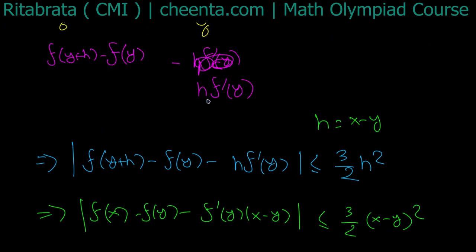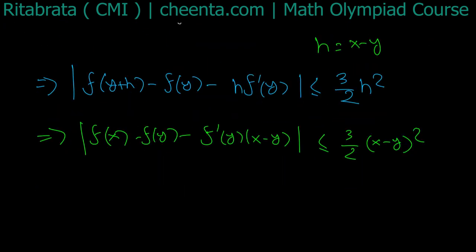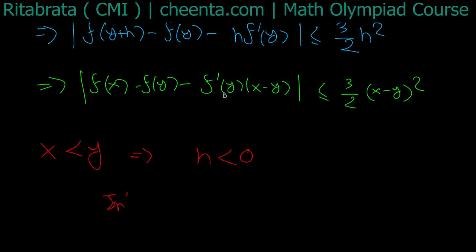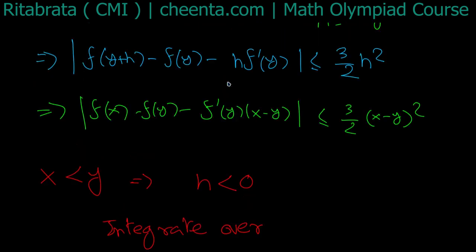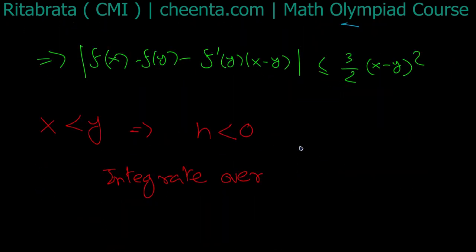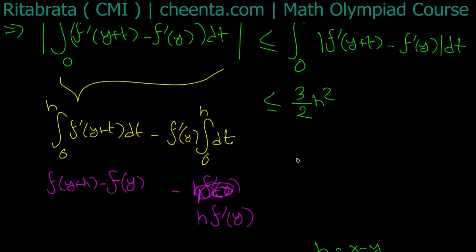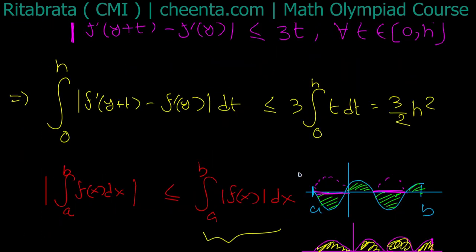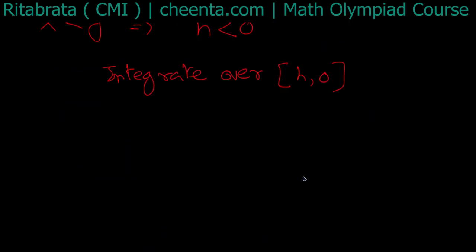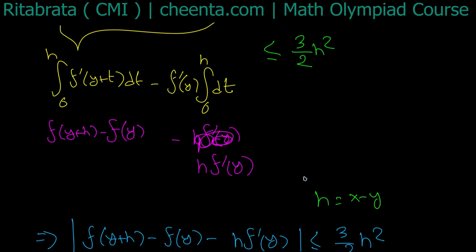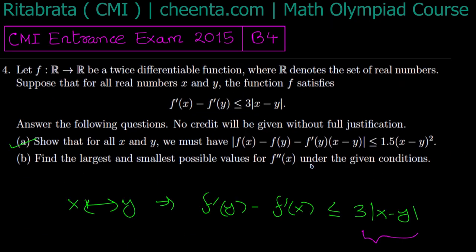Now we need to modify our proof for the case when x is less than y. That would mean h is less than 0. In that case, I'll integrate over this interval. Before, we integrated over 0 to h. Now I'll integrate over h to 0. We just need to change our integration bounds, and the rest of the things are almost similar. You can try that one. I leave it for you to prove that part. So for x less than y and x greater than or equal to y, for all cases we have proved part A. So part A is done.